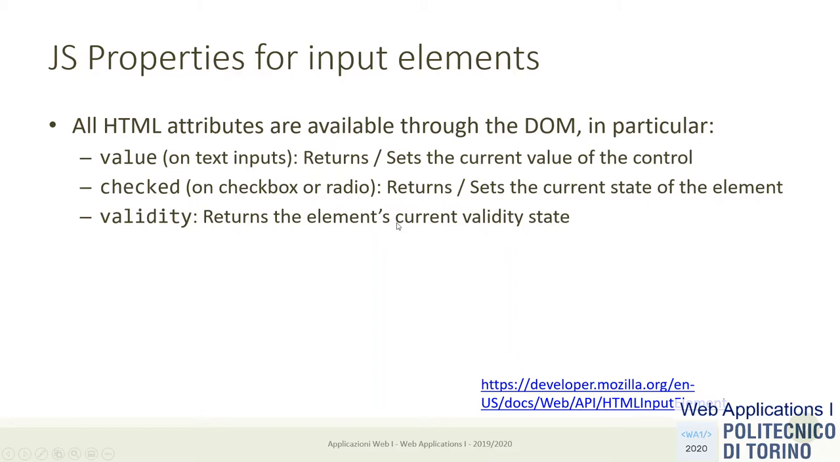Of course, all the attributes in the HTML elements are also converted into JavaScript properties. For example, value on text inputs. If you read the value of the DOM element corresponding to an input, it will give you the text written by the user. If you set the value, you are actually dynamically changing what is shown to the user in the form. And so a checked property can be read or written to know what the user selected or to force some selection on the form and so on. And there's a nice attribute, validity, that tells us whether the current content of the form in general or of a specific element is valid or not. So we can dynamically check it and also manipulate it with CSS, as we show in a moment.